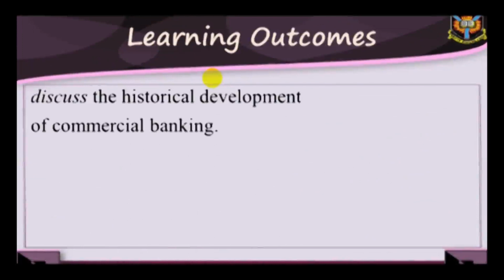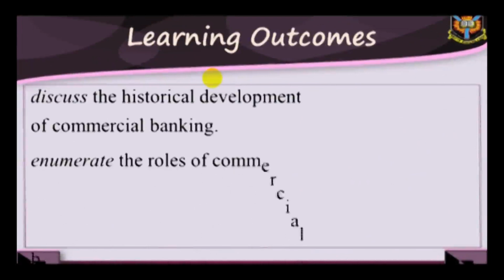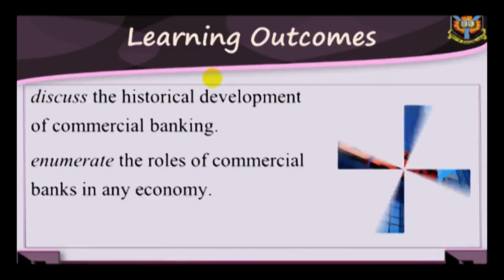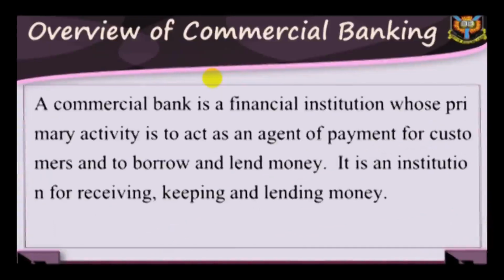Overview of commercial banking. A commercial bank is a financial institution whose primary activity is to act as a payment agent for customers and to borrow and lend money. It is an institution for receiving, keeping and lending money.